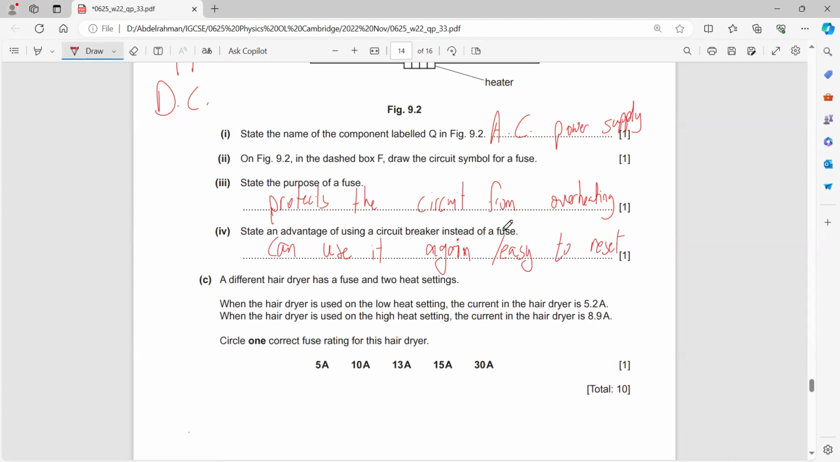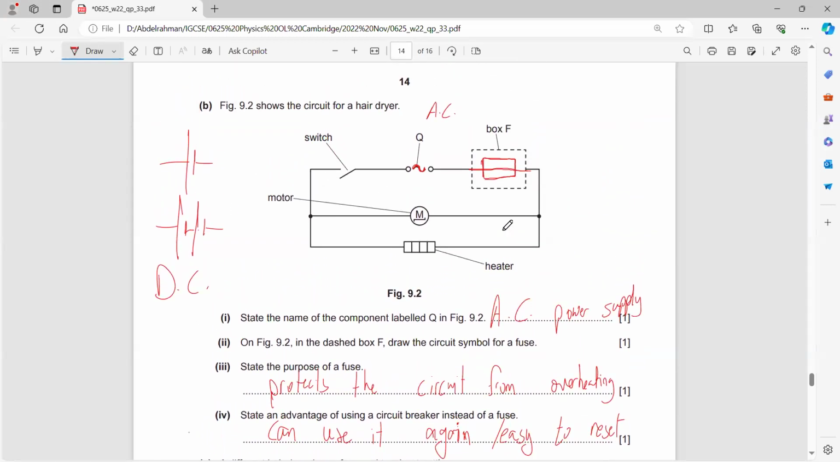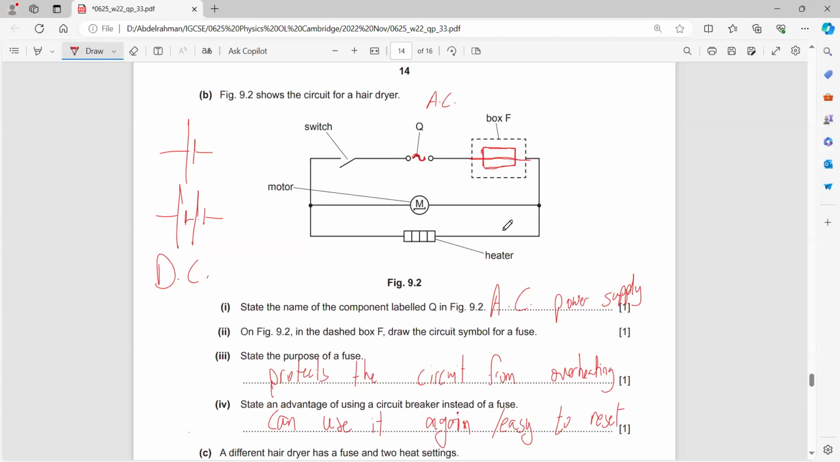When the hair dryer is used on the low setting, the current is 5.2. When it's used on the high setting, the current is 8.9. Circle one correct fuse rating for the hair dryer. 10 or 13? 13. 10. Sir, 10 or 13? 10. Okay, 10. Look here.